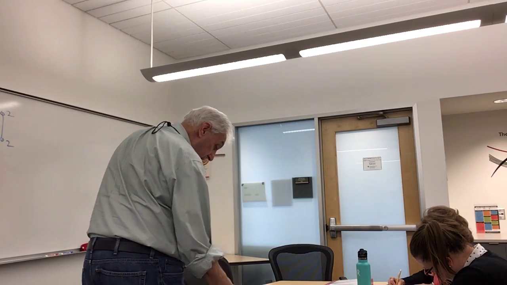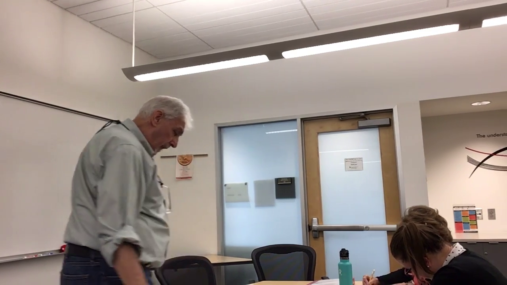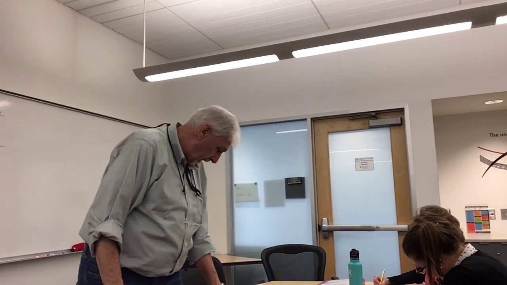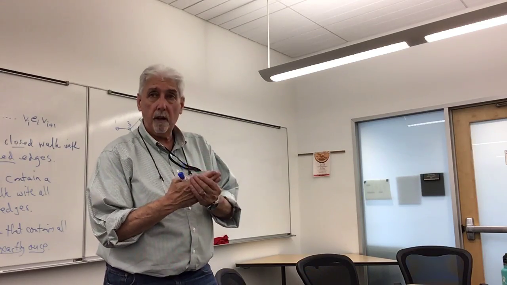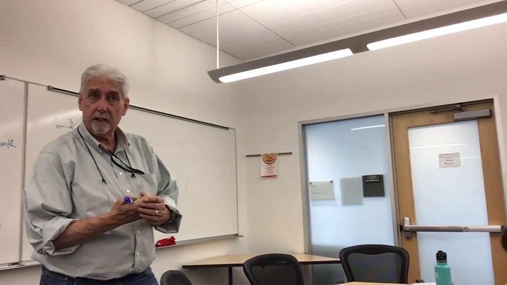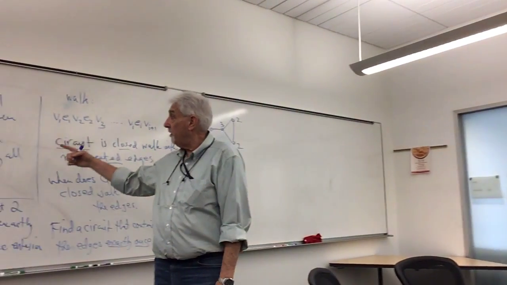Is there one with 8? And finally, is there one with 9? Let's see, do I have the right number? Well, wait, that looks like only 8 edges. If there was a closed circuit with 8, it would be an Eulerian circuit, because there are only 8 edges. And the only way I'm going to have an Eulerian circuit is if all degrees are even.